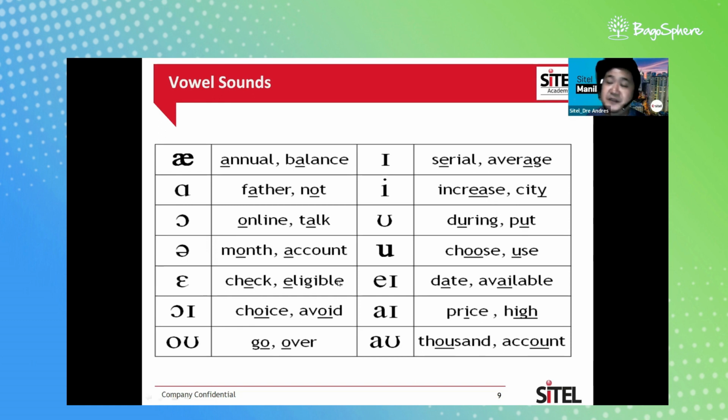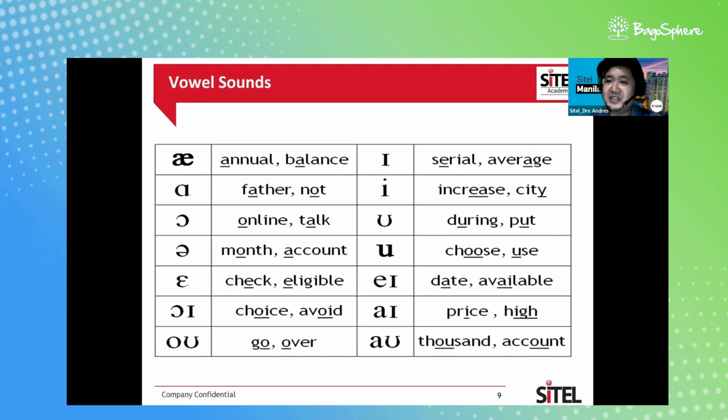Next sound, if you see two pronunciation symbols, that is what we call diphthongs. And diphthongs is a combined sound from two different sounds. So next sound is what we call the oi sound. Oi. And how do we say the words? It's choice and avoid. Next symbol is what we call the O sound. It sounds like OW. And how do we say the words? It's go and over.